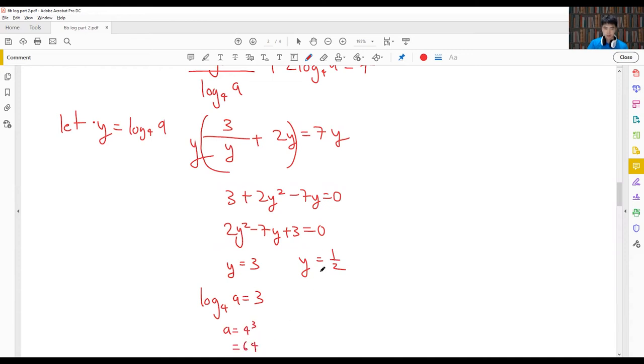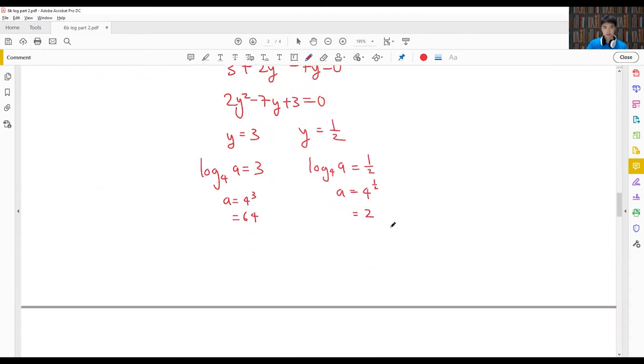Okay? For the next part, same thing. Log base 4 of a is equal to half. a will be 4 to the power of half, which is 2. Then you will be done with this question here.